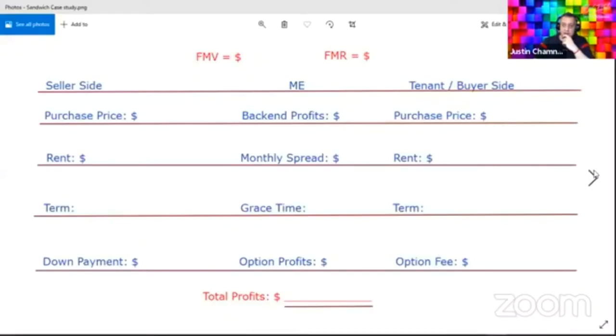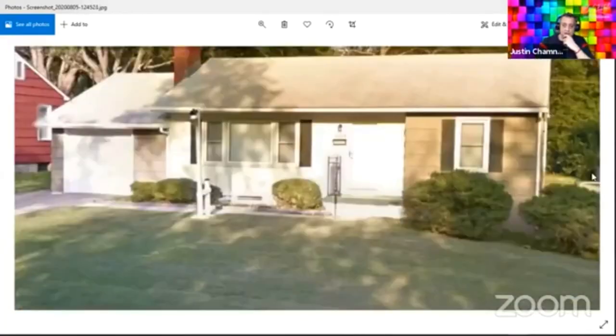Is it worth sandwiching that deal to make another 16 grand? I think so. Absolutely. Let me see if I can show that to you again. I'm going to show you that house. That's the ugly one. There you go. $22,000 on that house. $6,100 in my pocket up front, $300 a month for 2.5 years, and then another $6,400 on the back end.